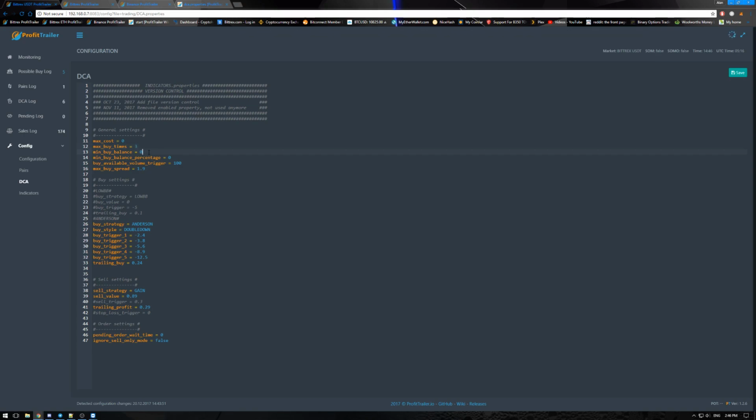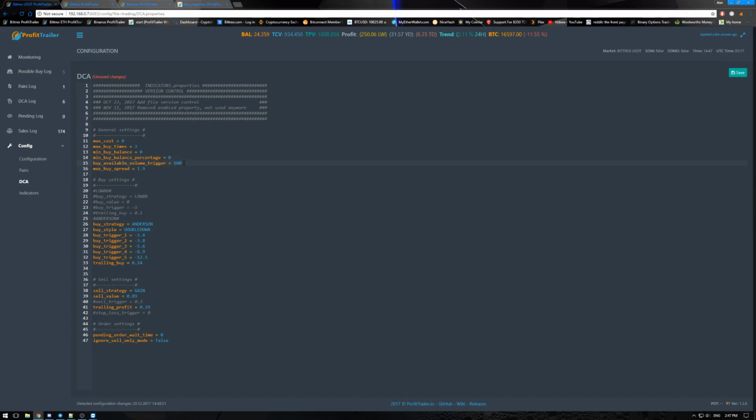Alright, min buy balance and min buy balance percentage. These are sort of like a sister thing. So this is similar to in the pairs. You can set your lower limit as to what you want Profit Trailer to DCA down to. So if I set that to 100, my DCA pairs would keep DCAing until this balance got to 100. It wouldn't let it DCA any more times. Understand? Poor explanation probably. Min buy balance percentage is the same, so you can set a percentage for Profit Trailer to leave behind. Okay?